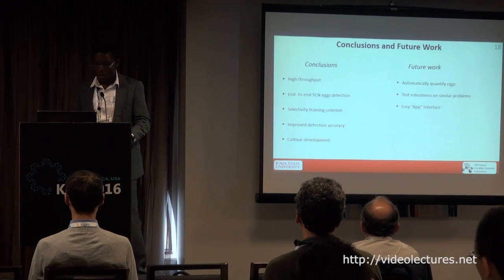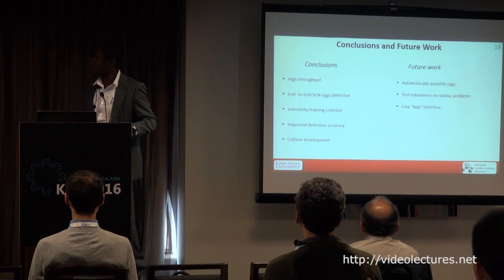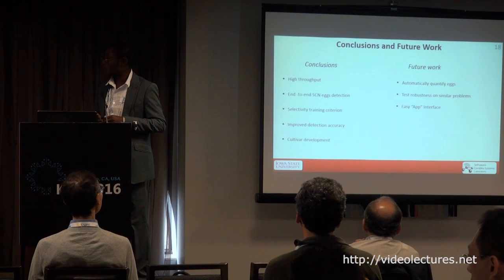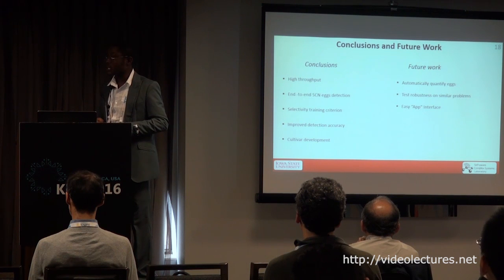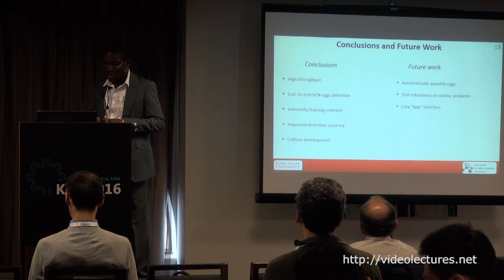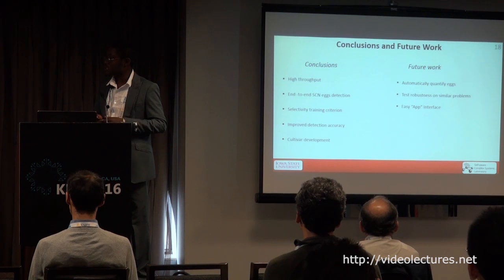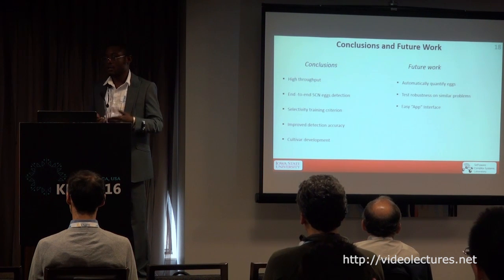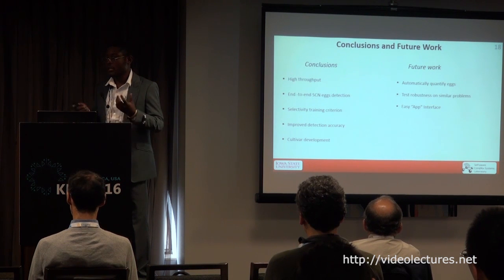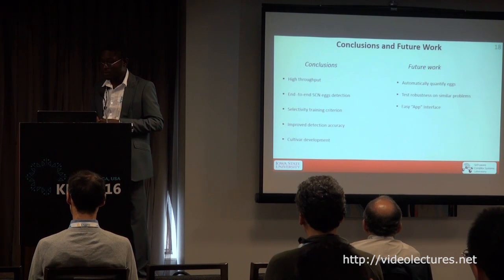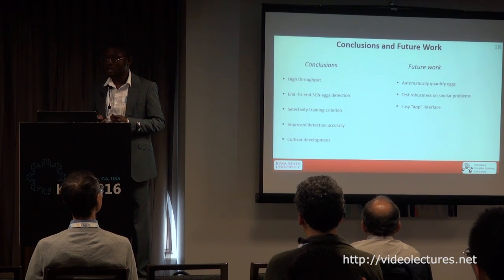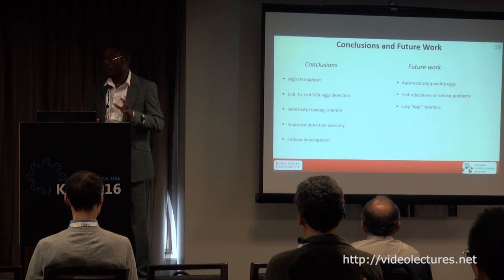So here we have come up with a high-throughput end-to-end egg detection algorithm, which uses a selectivity criterion for training. And we have been able to achieve improved accuracy based on what's on the ground. They are 10%, and we are less than 4% within expert count. And then, well, we counted those manually, but we have actually moved to the quantification stage, but since it was not in the paper, it's not reported.